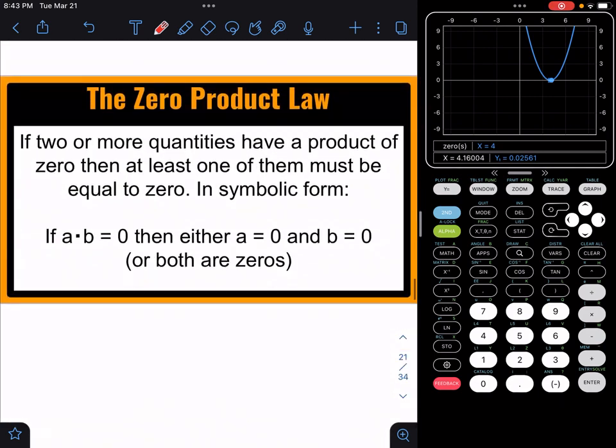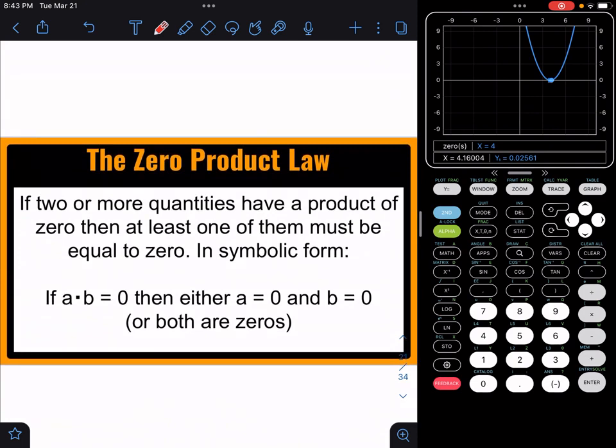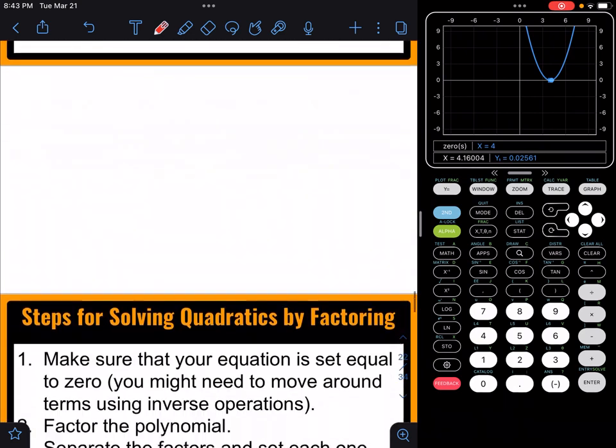So, another method we can use is a method called the zero product law. This says if you have two or more quantities and they have a product equal to 0, then at least one of those things must be equal to 0. So, we can say A times B, whatever the first thing times the second thing, if that equals 0, then either A equals 0, B equals 0, or both things equal 0. And that is what we are going to deal with today.